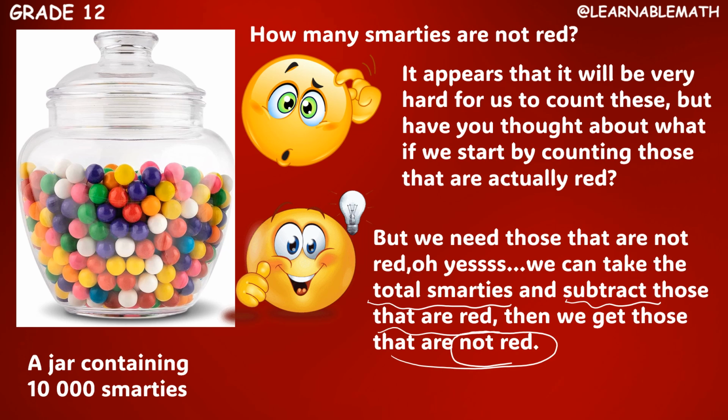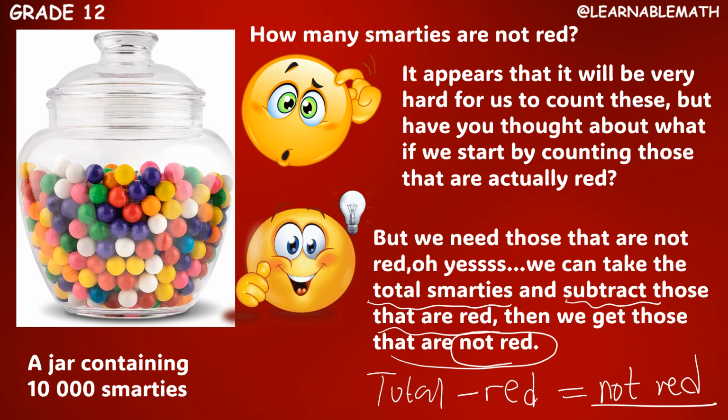I'm looking for those that are not red. Instead of separating them and trying to count those that are not red, which would take a lot of time, I can simply count those that are actually red and then go to the total Smarties and remove those that are red, so that I'll be left with those that are not red. This is quite related to the not rule.